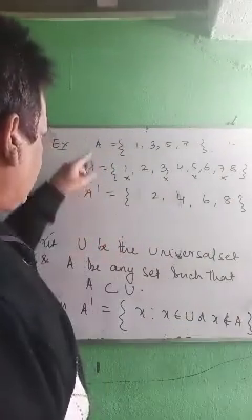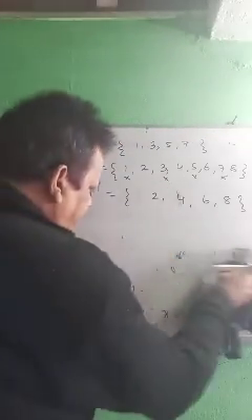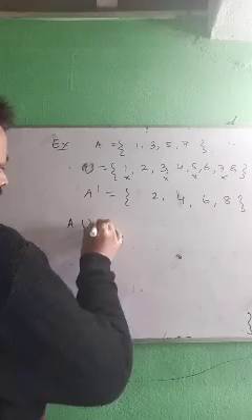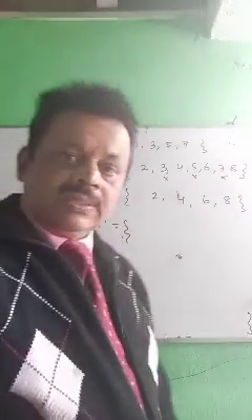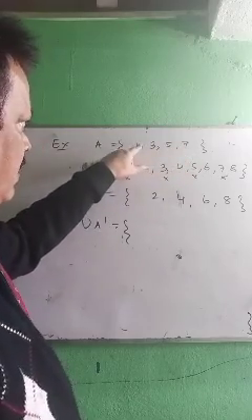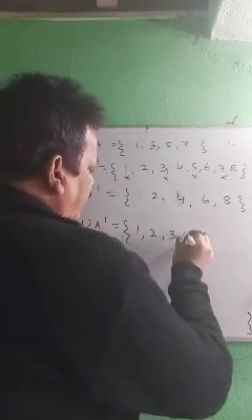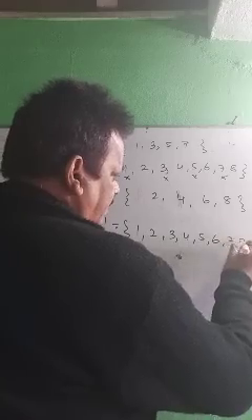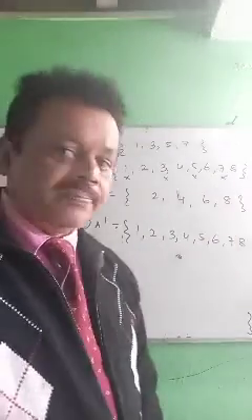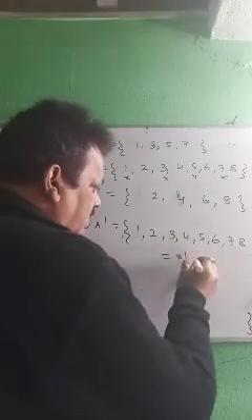Achha, notice here A union A complement. What will be A union A complement? Now you have to take this and this together. That means you are getting 1, 2, 3, 4, 5, 6, 7, 8, because A also you have to take, A dash you have to take. That means A union A complement equals your universal set.